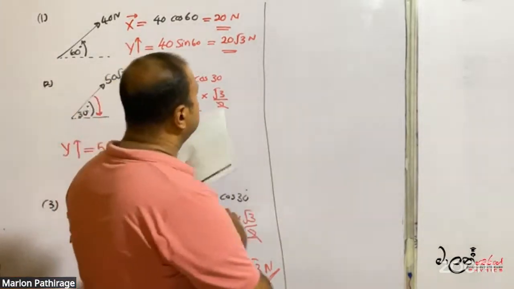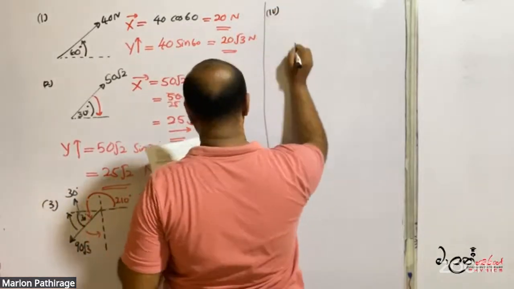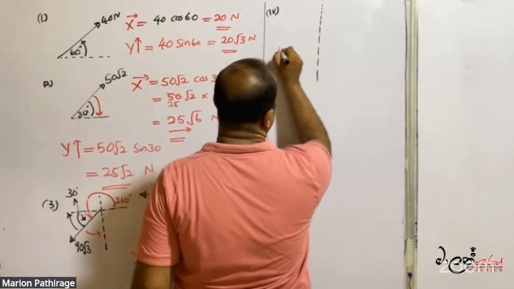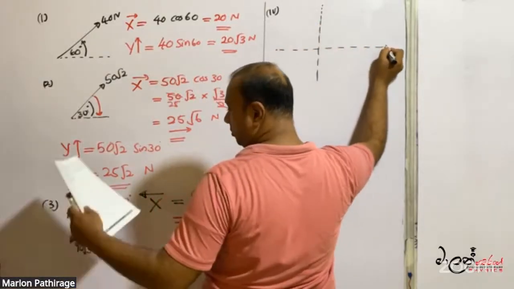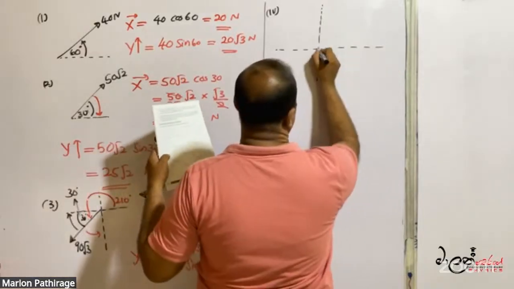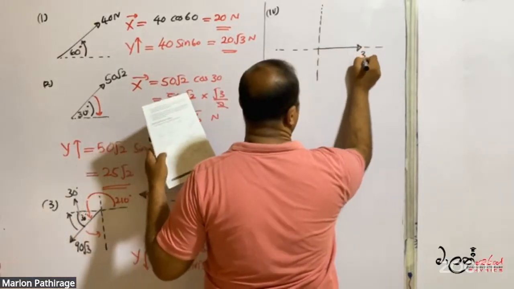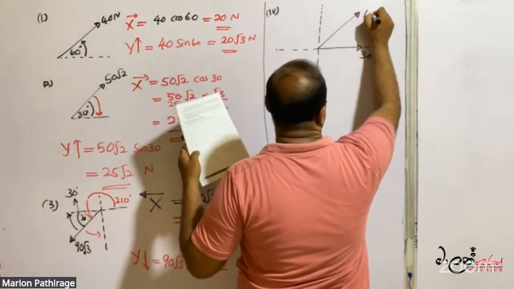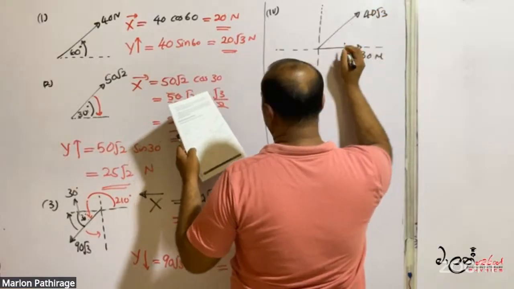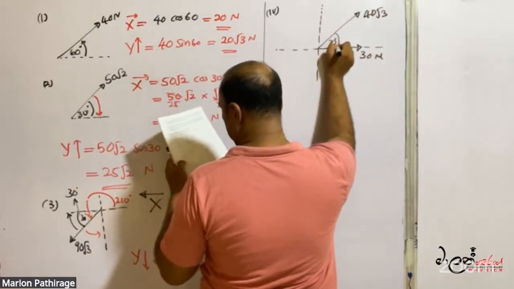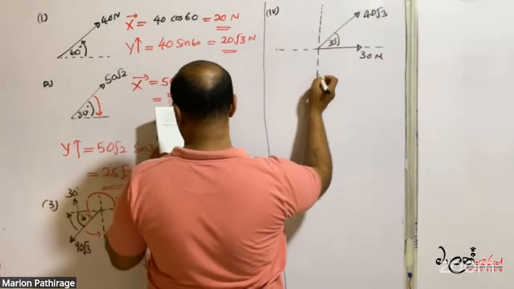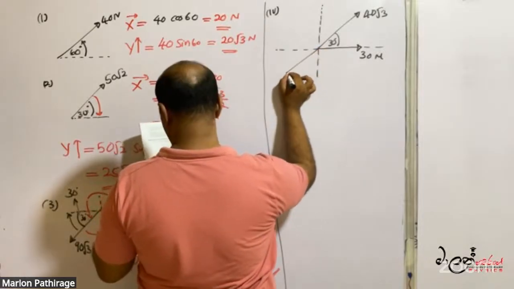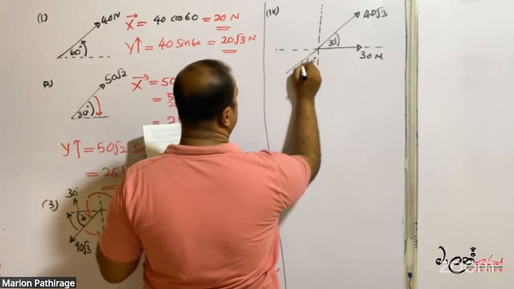Okay, fourth one. Now there's a force system. In this direction, 30 Newton, that is in the x direction. 40 root 3 Newton. 40. Then this angle is 60 Newton.